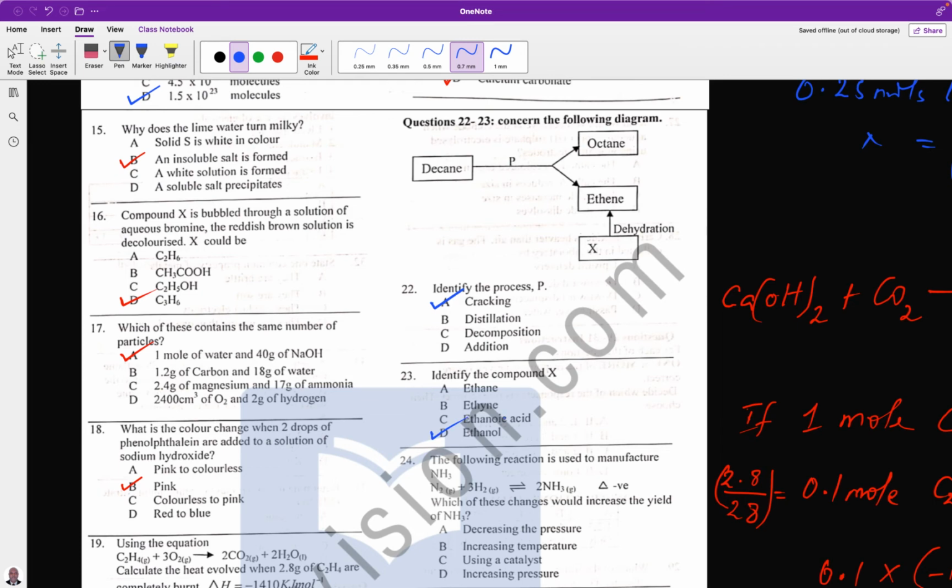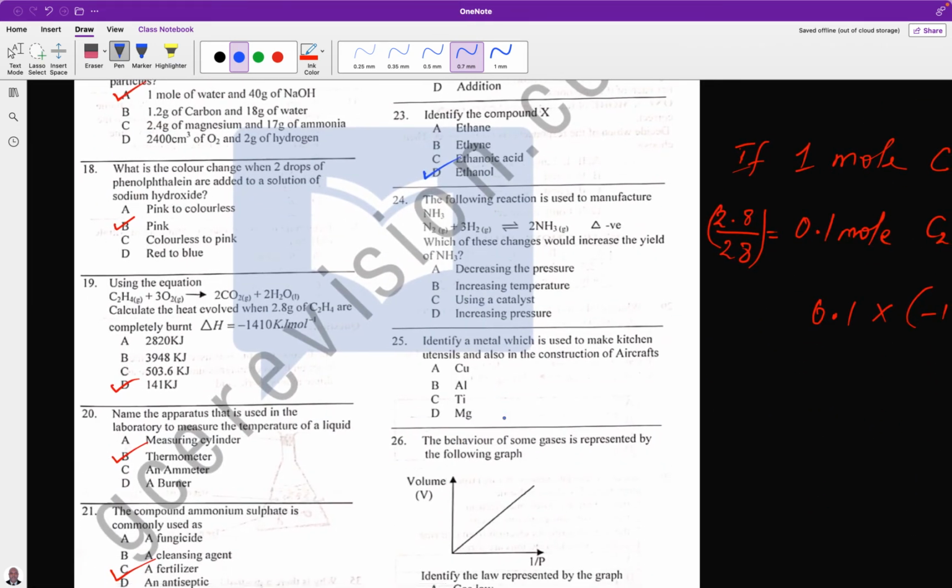Now, question number 24 has to do with the following reaction used to manufacture ammonia. We have nitrogen plus 3 moles of hydrogen. It is a reversible reaction that gives 2 moles of ammonia. All are gaseous. The reaction is exothermic. From the enthalpy change here, it is exothermic. Now, which of these changes will increase the yield of ammonia? Remember, it is an exothermic reaction and all are gaseous.